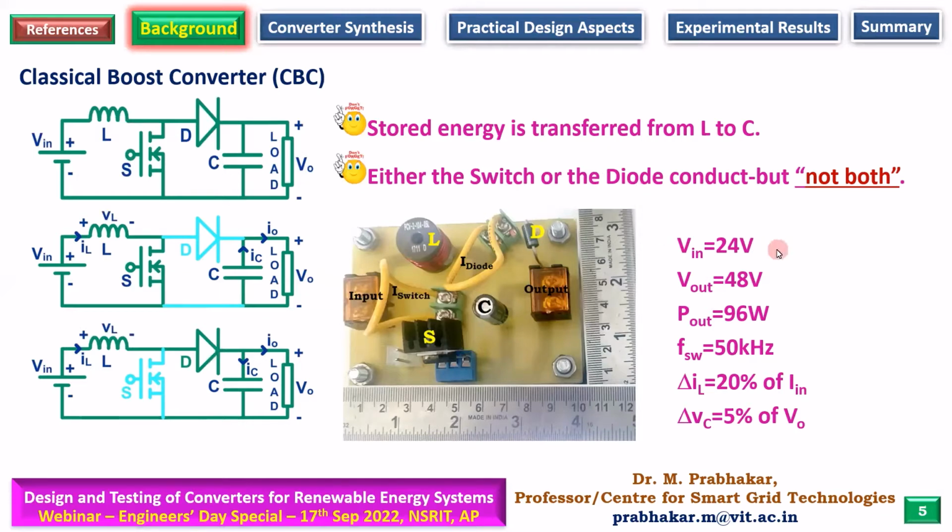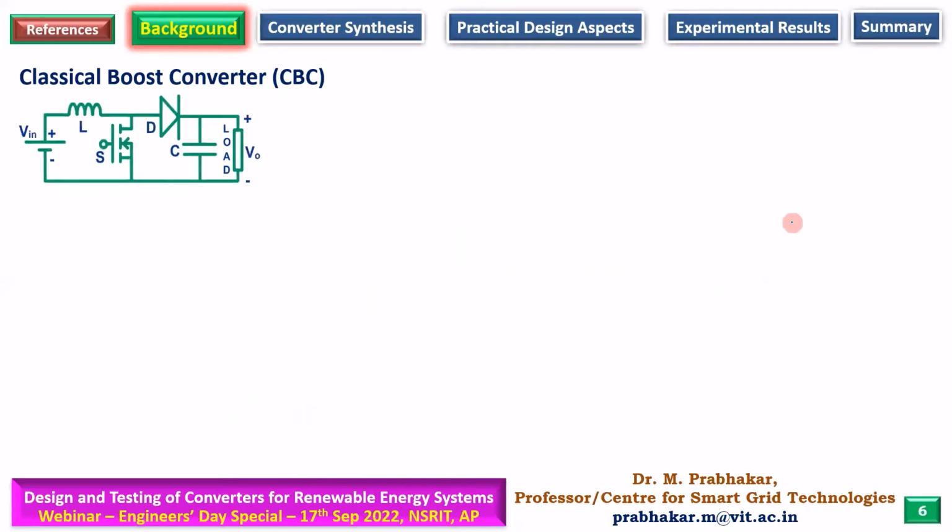So we thought we can fabricate one converter or construct one converter and then test it practically. So we had these specifications, 24 to 48 volt at 96 watt, 50 kilohertz. And then if you design the inductor, you need to have a ripple current. We had chosen that to be 20% of I_N. These expressions you will have in Rashid's textbook. Still, I will write some of the expressions for convenience.